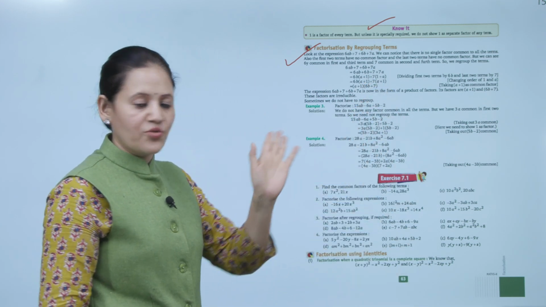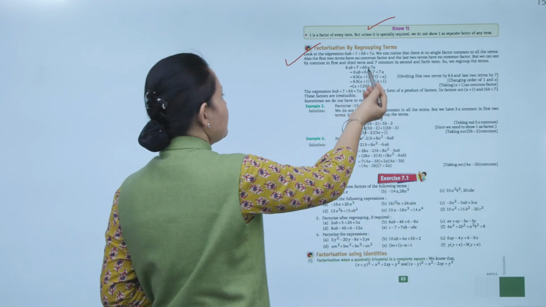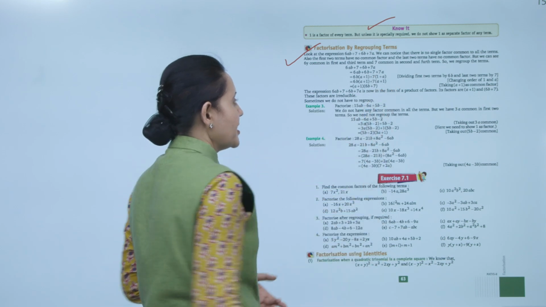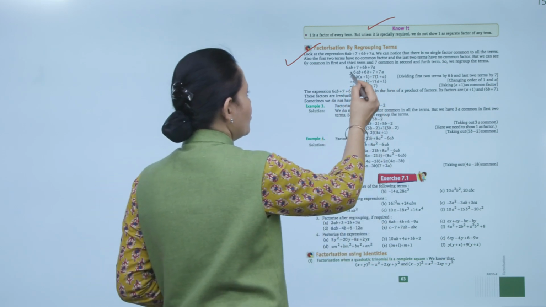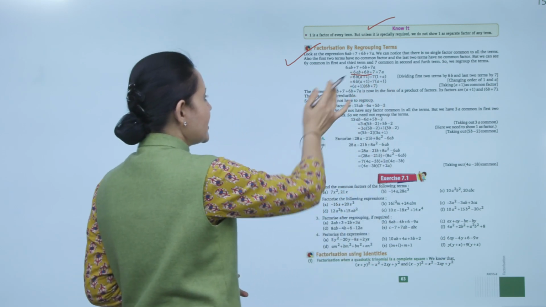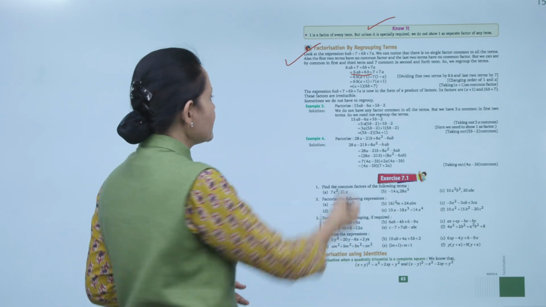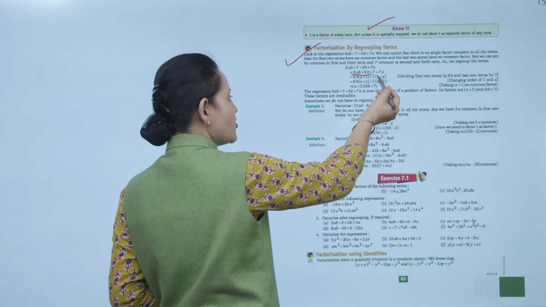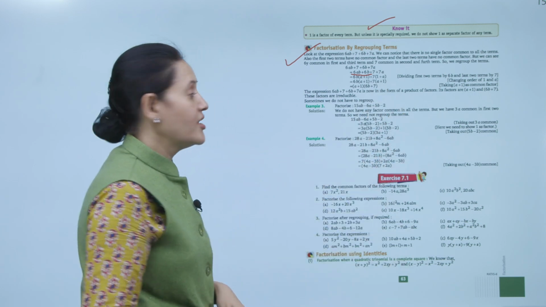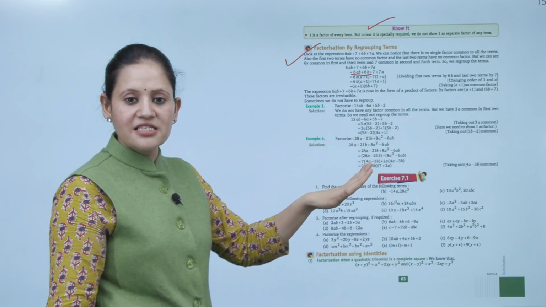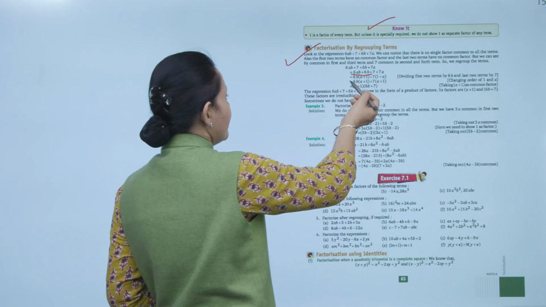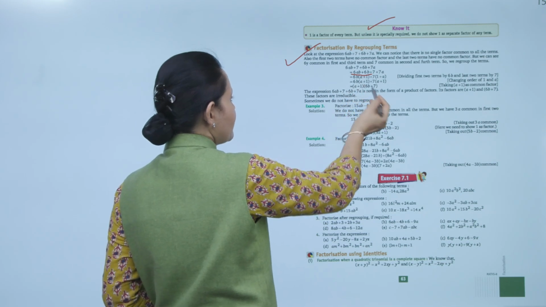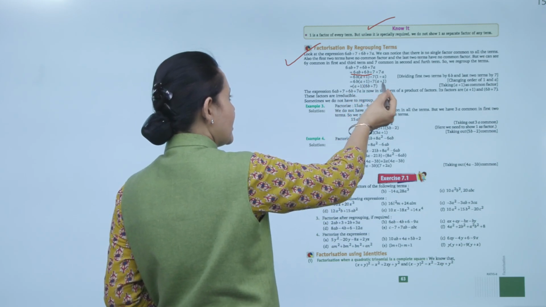So first, we regroup: 6ab plus 6b plus 7 plus 7a. Now in the first two terms we'll take 6b as common. So what is left? a plus 1. Now here we'll take 7 as common, so 1 plus a. So a plus 1 is the same as 1 plus a. So 6b into a plus 1, plus 7 into a plus 1.